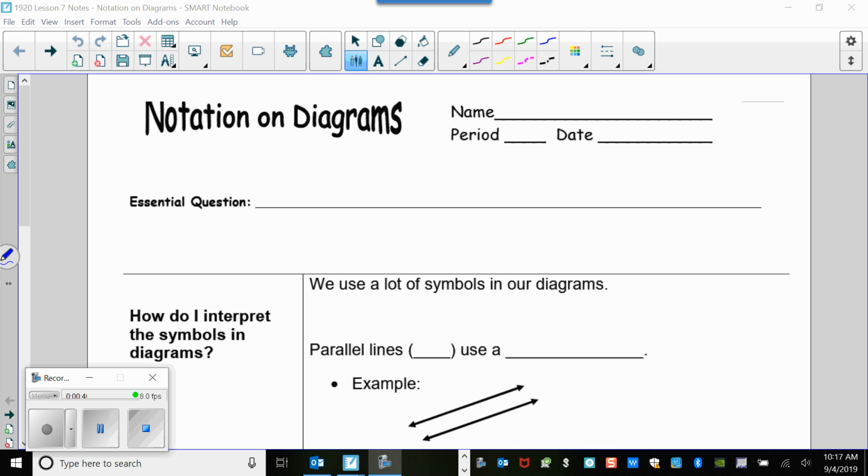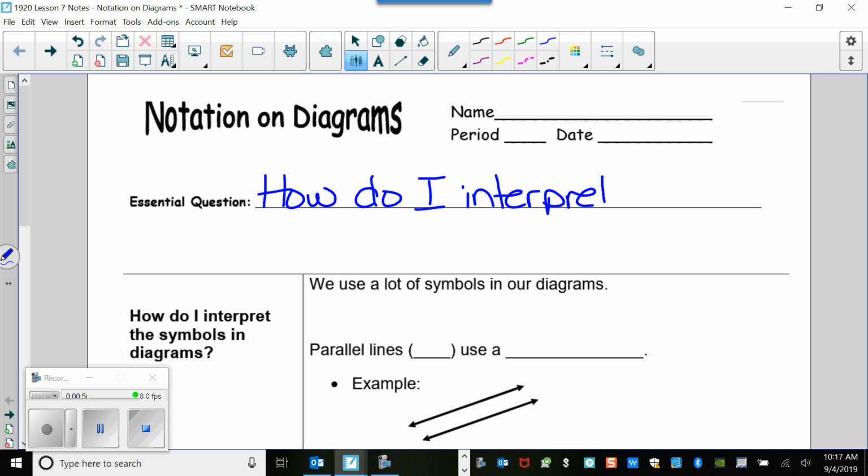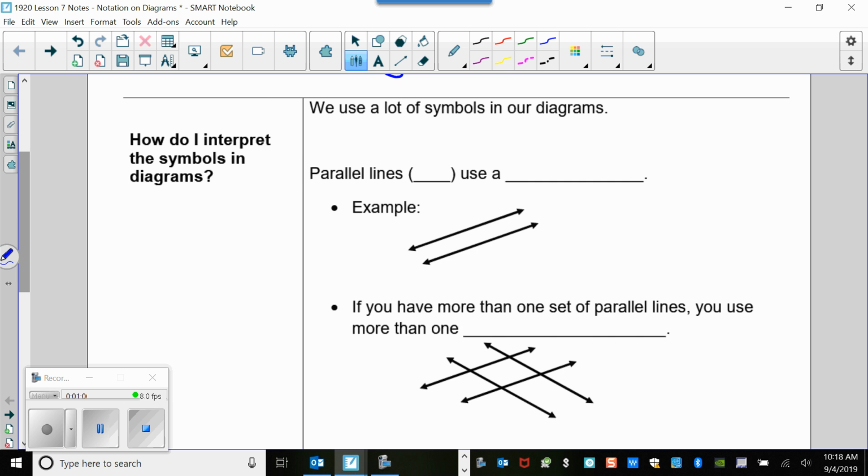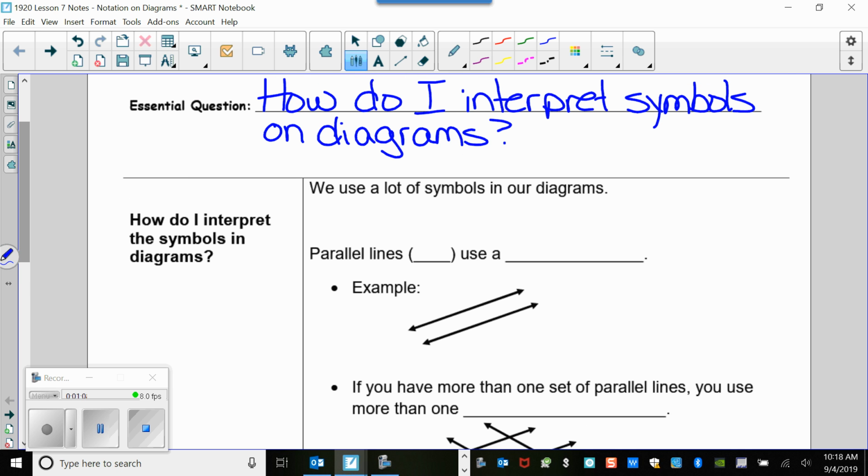Our essential question today is, how do I interpret symbols on diagrams? You're really going to need colors for this lesson. So I would get out 2 or 3 colors to help you focus in on the important information.